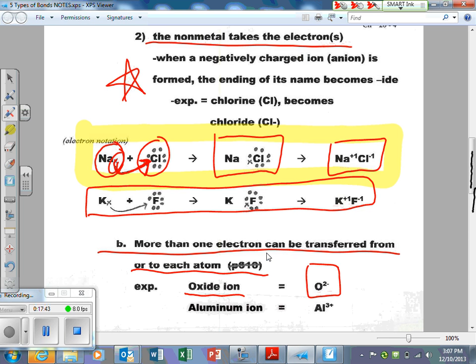It's always the electrons. How about aluminum +3? What happened there? It lost how many electrons? It lost 3 electrons, leaving it with 3 more protons than electrons in its atom.